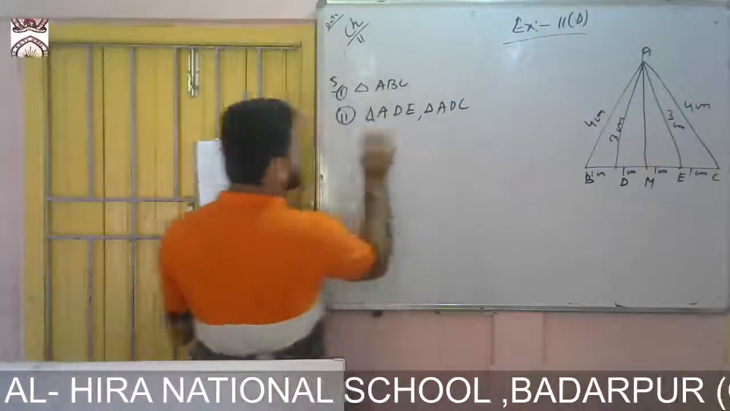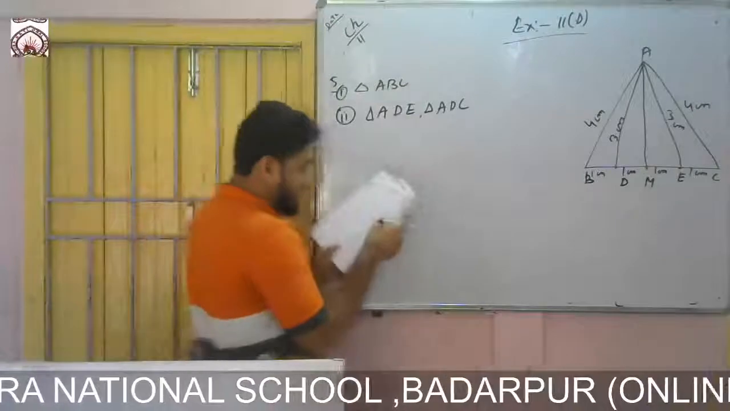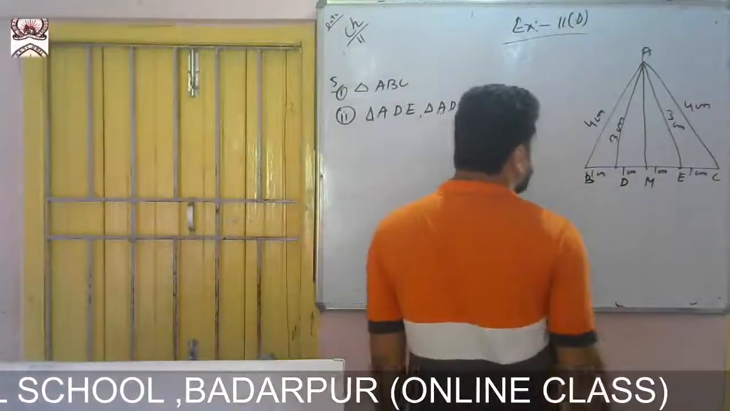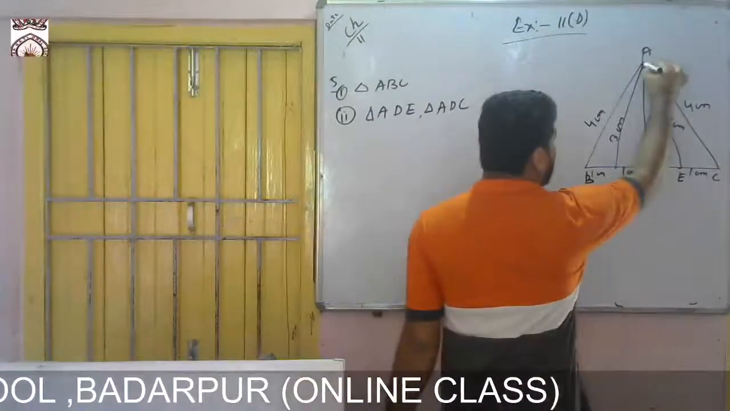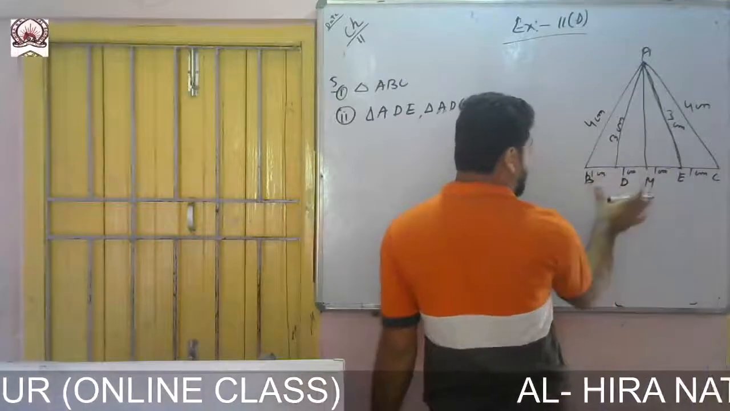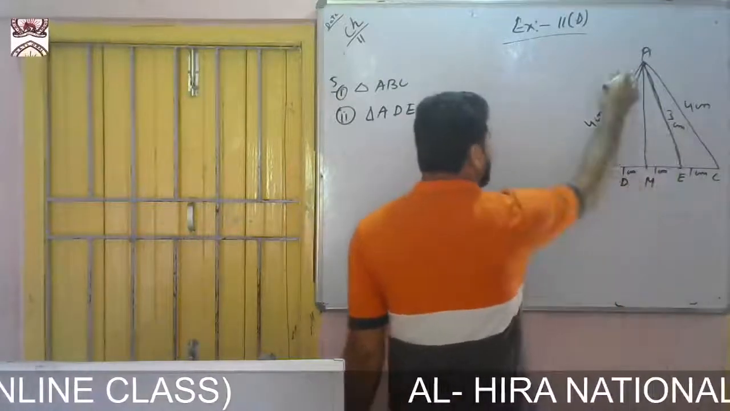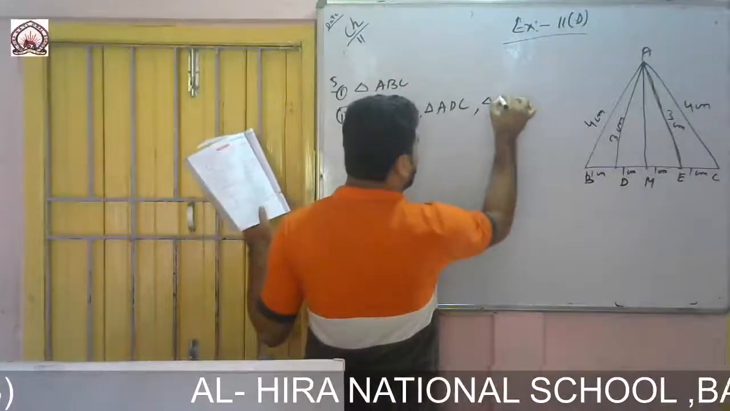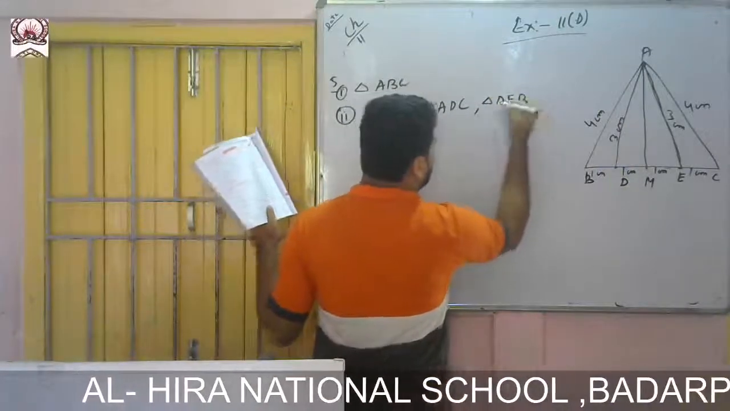You put the triangle symbol, triangle ADC, and triangle AEB also, because in AEB, this one is 3 centimeter, this one is 1 plus 1 plus 1, 3 centimeter, so two sides are equal. So I can take triangle AEB.